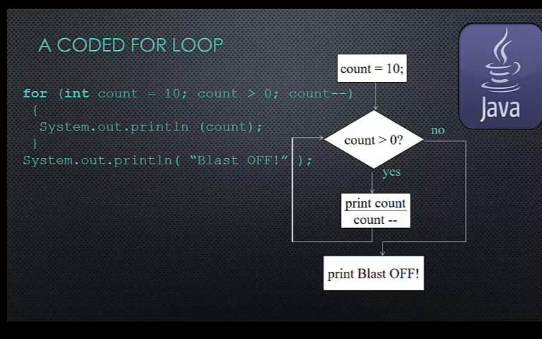So what would the output from this code look like? Did you get it right? This will print out 10, 9, 8, 7, 6, 5, 4, 3, 2, 1, blast off.